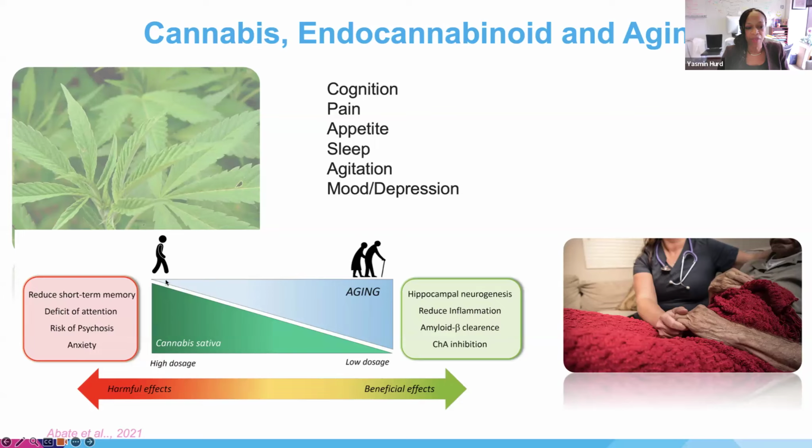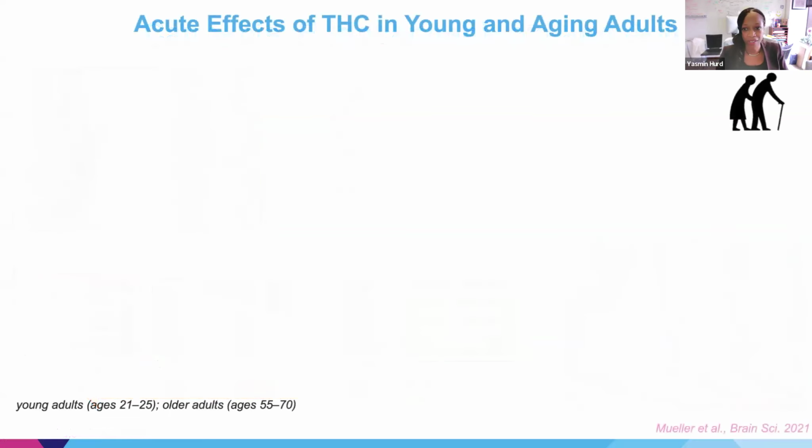We know that in the younger time period, especially now with more high dosage use, there are harmful effects related to psychosis and anxiety. But some studies are beginning to show that low dosage THC may actually reduce inflammatory processes that are linked to cognitive impairments and so on, and cause the growth of cells that may be important for cognition.